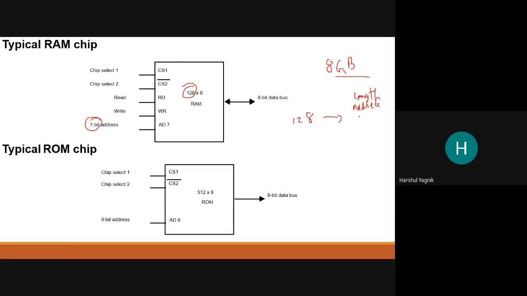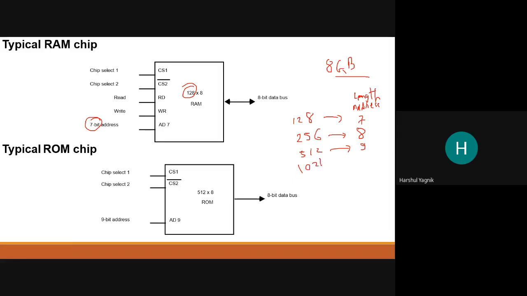What is the address length? 7 bit. If there are 256 memory locations, what will be the length of the address? 8 bit. If there are 512 memory locations, what will be the length of the address? 9 bit.